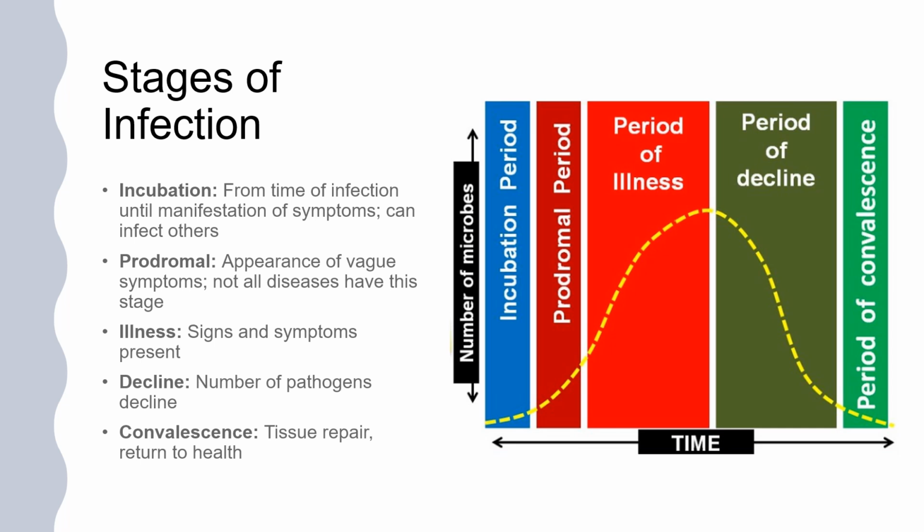Then we have the prodromal stage. So not every disease has this stage, but this is the interval from the onset of general findings to more distinct findings. So this is when pathogens begin to multiply. So you might have some vague signs and symptoms that get a little more pronounced. So that would be those microorganisms multiplying in your body.